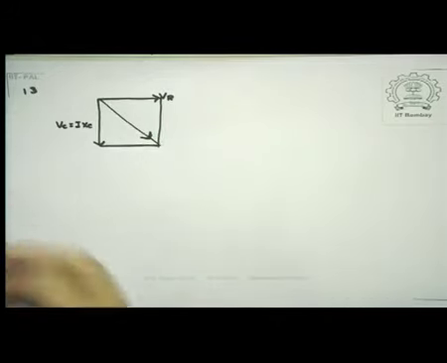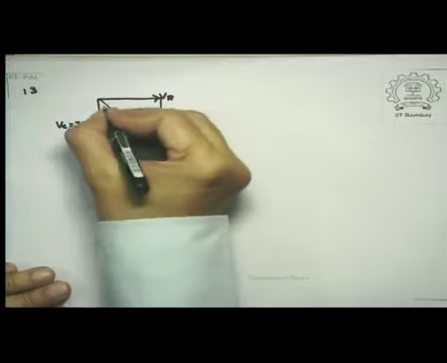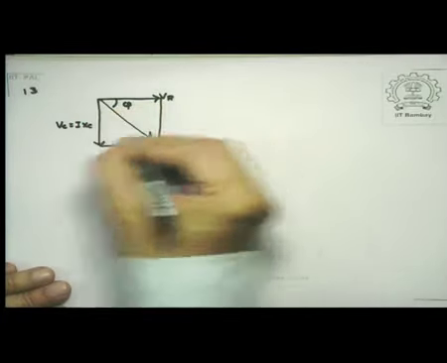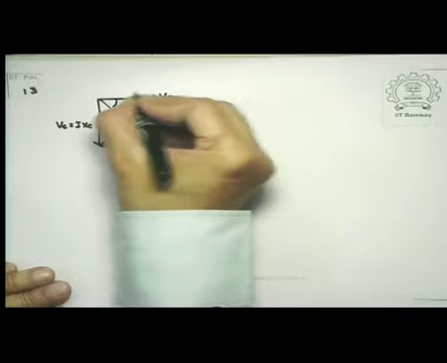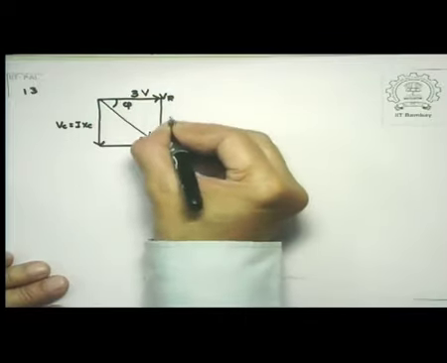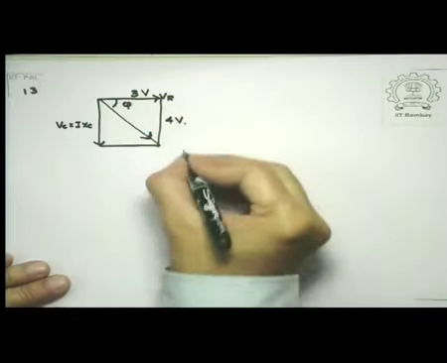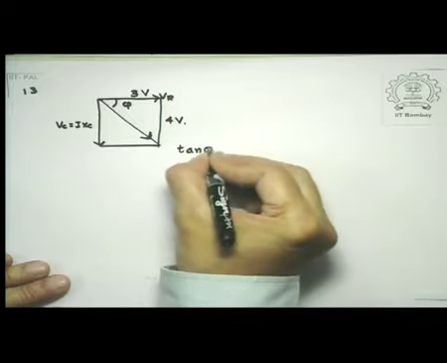And you can easily calculate how much is this angle, phi. This was 3, this is 4, so tan phi is equal to 4 by 3.